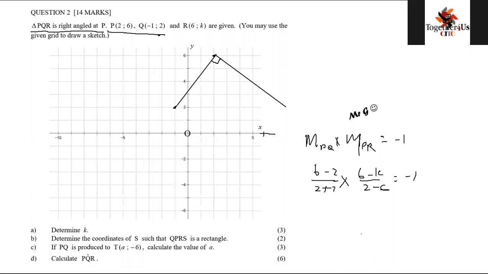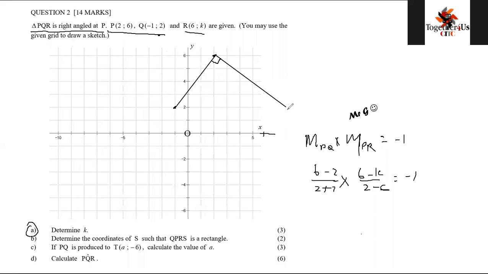Hi guys, for question 2, once again we are given a bit of information. We know we've got a right angle triangle, but we don't know the y coordinate for P as yet. And so we were supposed to find that coordinate in the first question, 2A. So what I've done, I've already drawn the diagram.